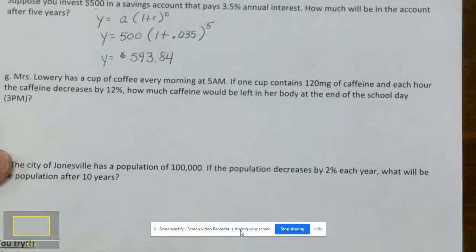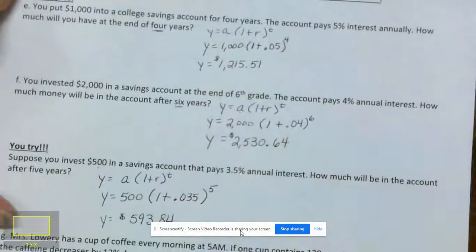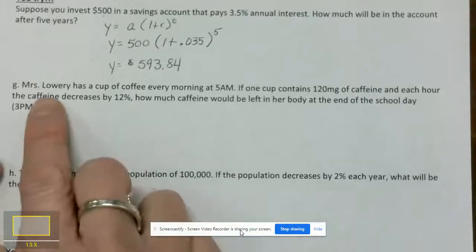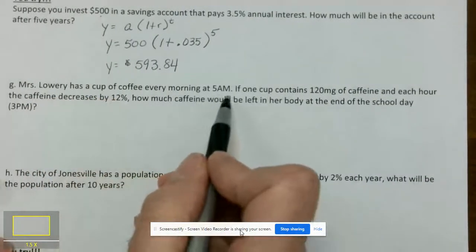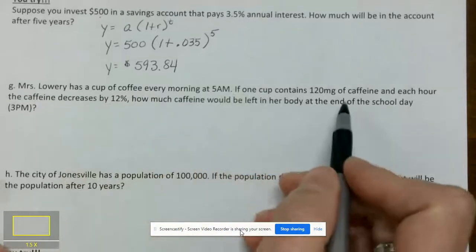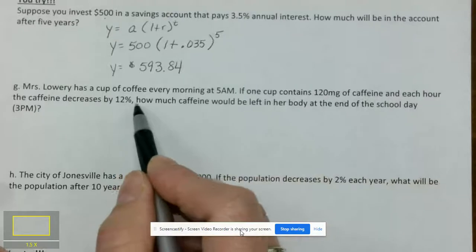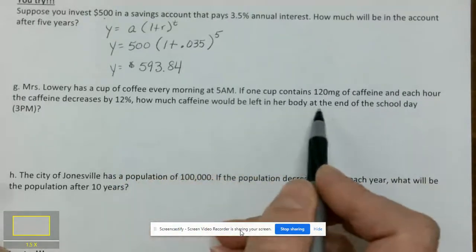Okay, in this video, we're going to look at using the formula up here, exponential decay. But let's read the word problem and see why it's going to be considered a decay. So Mrs. Lowry has a cup of coffee every morning at 5 a.m. If one cup contains 120 milligrams of caffeine, and each hour the caffeine decreases by 12%, how much caffeine would be left in her body at the end of the school day?